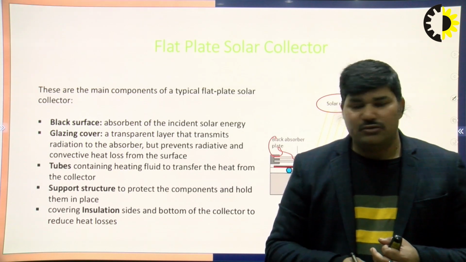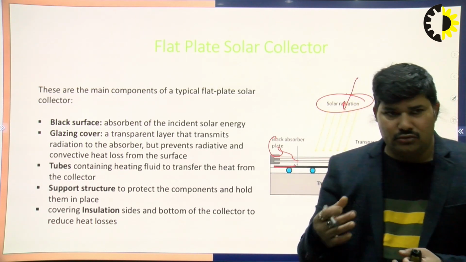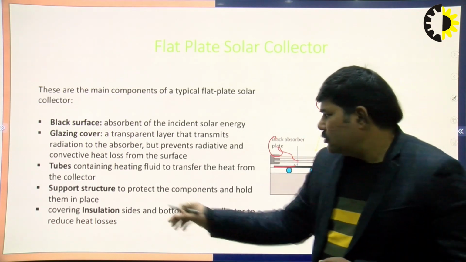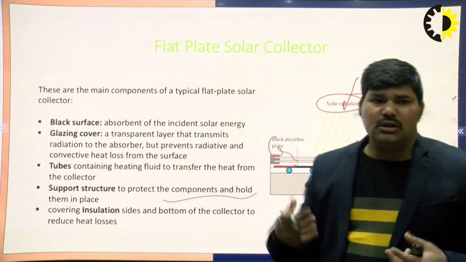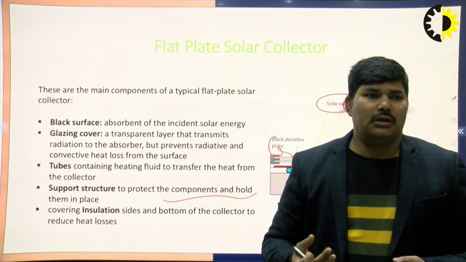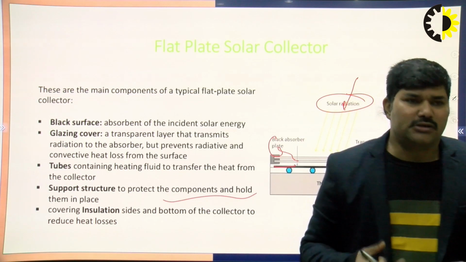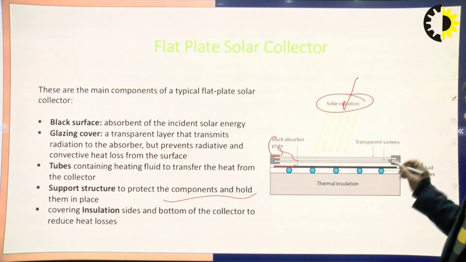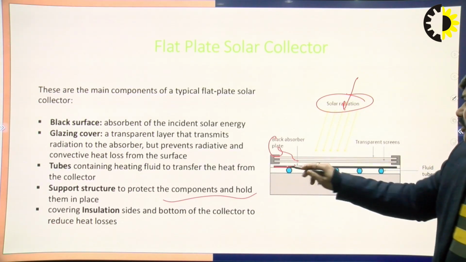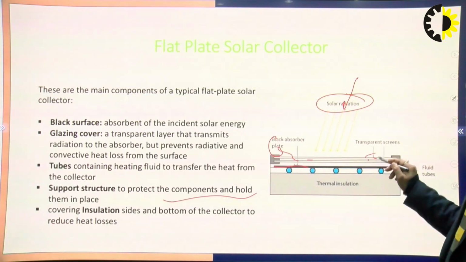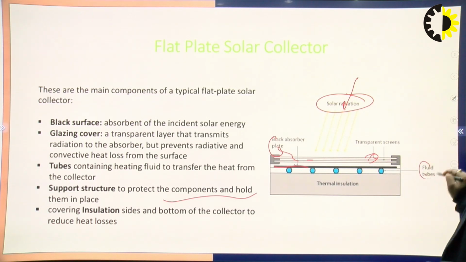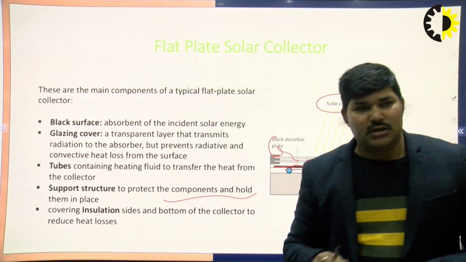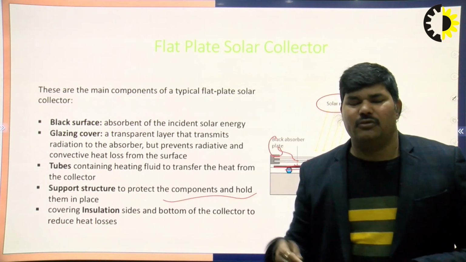Third, the tubes, containing the heat fluid to transfer the heat from the collector. Support structures protect the components and hold them in place, and the insulation on the sides and bottom of the collector reduces heat losses. So these are the parts of the system: the black plate, the absorber, the transparent cover, and inside, the blue color represents the fluid tubes. These tubes contain the heat fluid to transfer the heat from the collector.